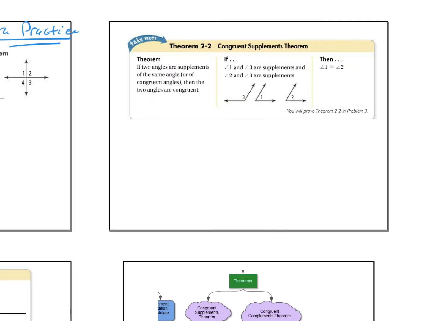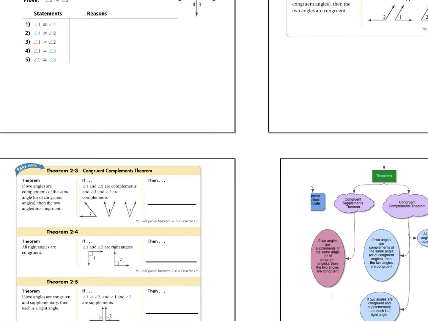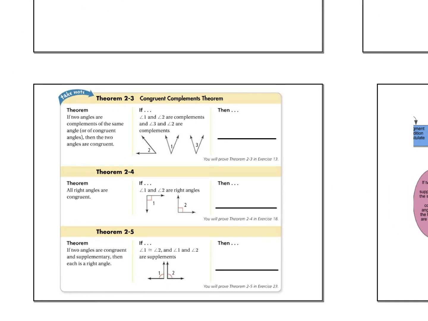So the first theorem, congruent supplements theorem. If two angles are supplementary to the same angle, then the two angles are congruent. Here we have 1 congruent to 2. And we just saw that. Congruent complements theorem. If two angles are complements of the same angle, then the two angles are congruent. So we get that angle 1 is congruent to angle 3 here, because they're both complementary to the same angle. All right angles are congruent. So we get that angle 1 is congruent to angle 2 because they are both right angles.